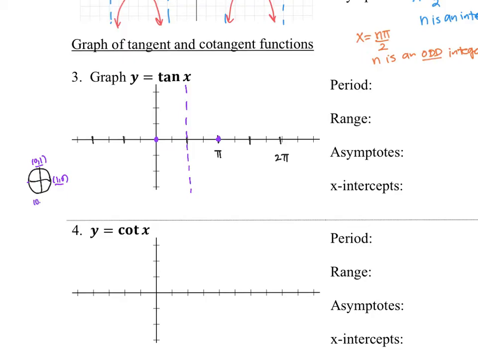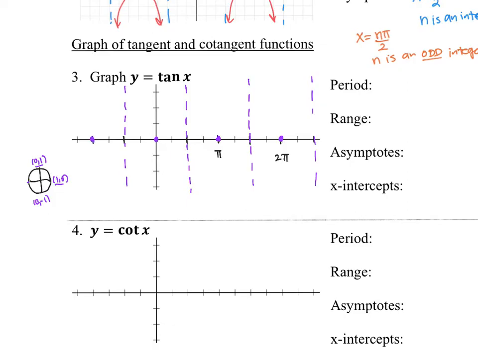Down here, what is that? 0, -1. -1 divided by 0 is undefined again. And then I'm going to end up back at 2 pi. So I can see the pattern of asymptote, 0, asymptote, 0. And I can space it out just by hitting the 4 corners.